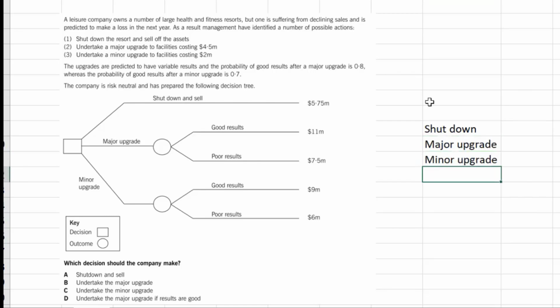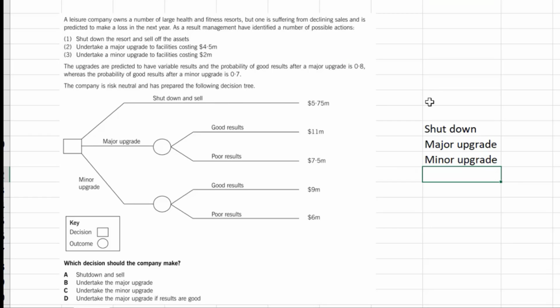All right, and now we're always going to be working from the right to the left, and when we get to an outcome, we need to find an expected value at that outcome. So the major upgrade, we're starting with the 11 and the 7.5, working to the left, and we have probabilities. The probability of good results there is 0.8. That means the probability of poor results would be 20%, right? 1 minus 0.8 is 20%.